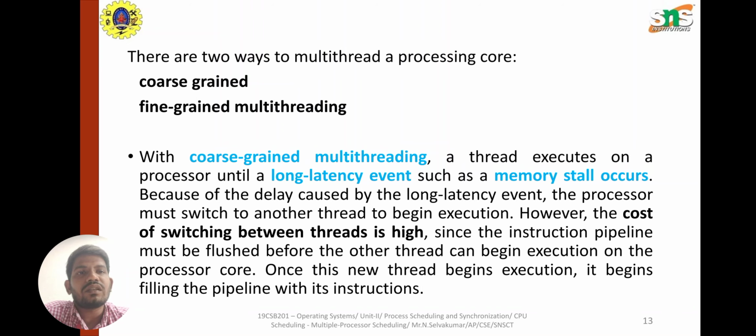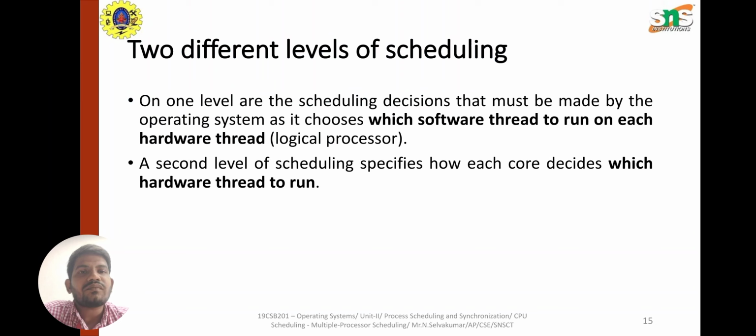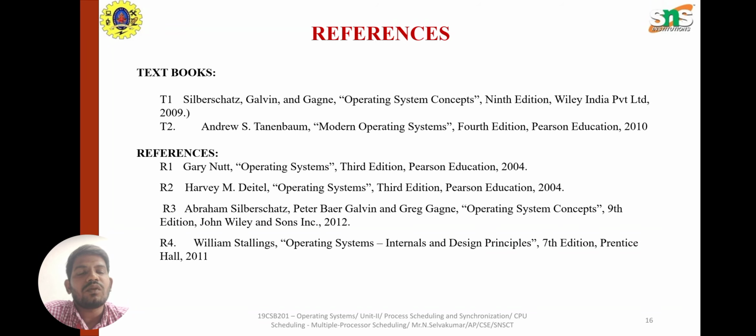There are two ways of multithreading a processing core: coarse-grained and fine-grained multithreading. This involves two different levels of scheduling. One level covers scheduling decisions that must be made by the operating system as it chooses which software thread to run on each hardware thread (logical processor). A second level of scheduling specifies how each core decides which hardware thread to run. So that's all about multiprocessor scheduling. Thank you.